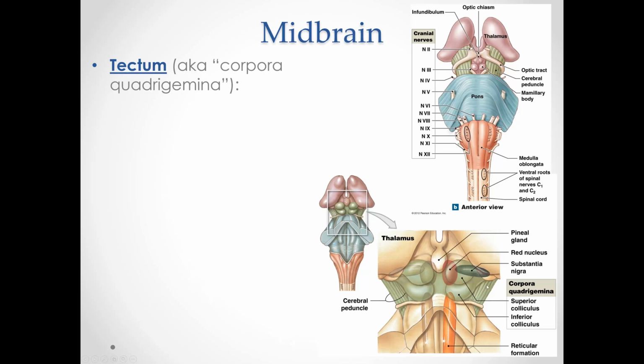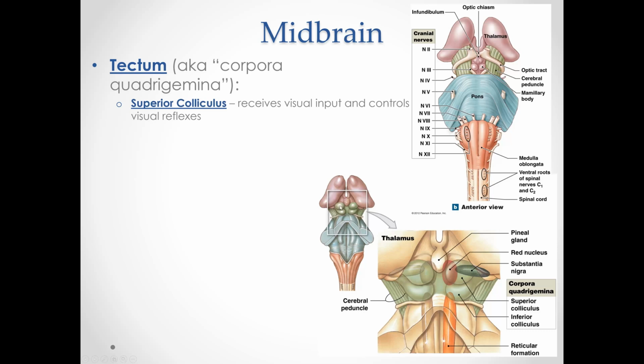So the first part that we are going to talk about is the part where you see what look like four little balls. So two on top of each other over here and two next to each other over here. These are called the tectum, and they're also called the corpora quadrigemina, but I'll tell you that in neuroscience circles, they're just referred to as the tectum, which is a little easier to remember. So these contain two different structures.